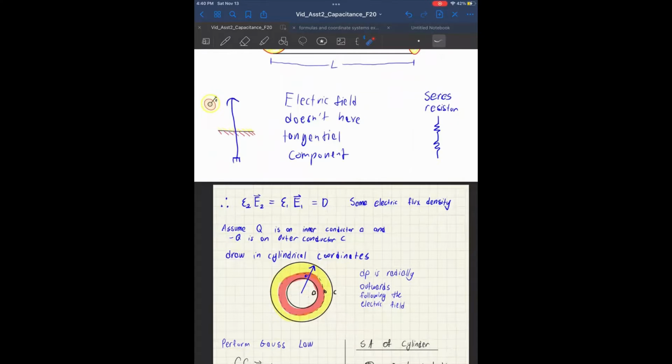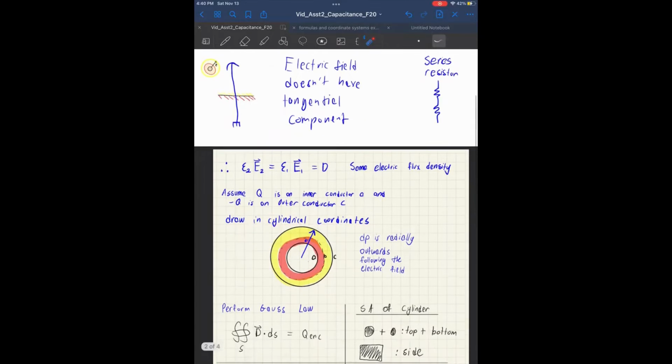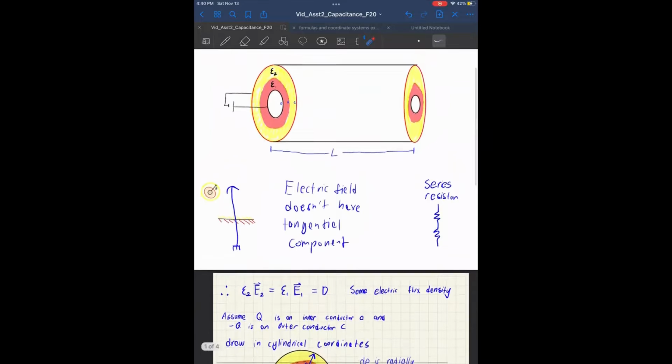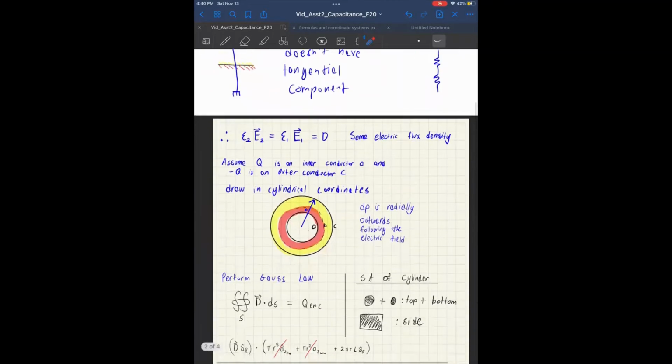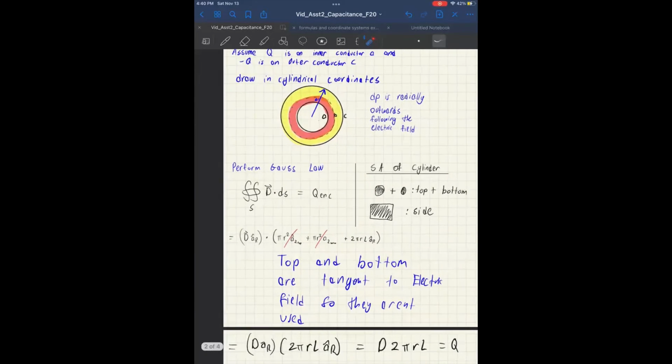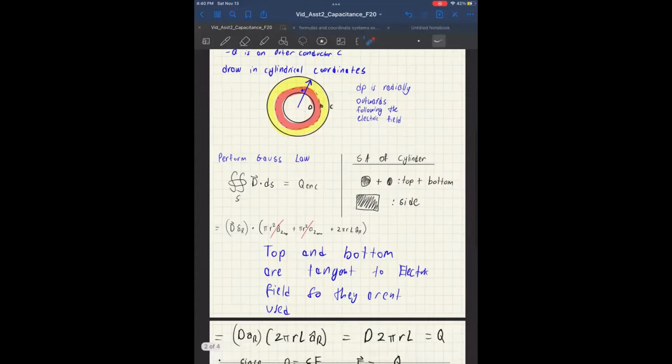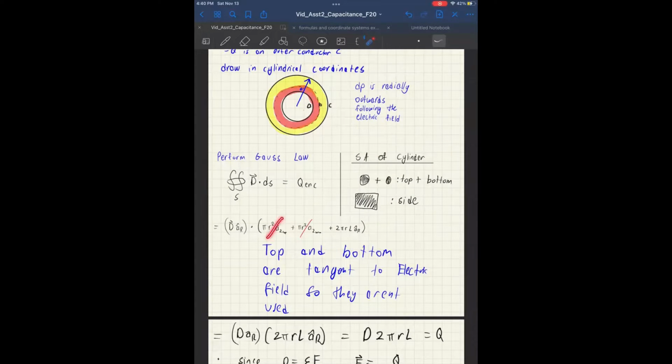So now we need to find its capacitance. We can first find the enclosed charge, and we can do that by assigning positive Q to the inner conductor and negative Q on the outer conductor. Then we can draw it in cylindrical coordinates, because we need a Gaussian shape, and a cylinder would be most fitting because our coaxial cable is a cylinder. Once we find the surface area of the cylinder, we know that we won't need to use the top and bottom because they are tangent to the electric field, so there's no flux through them.